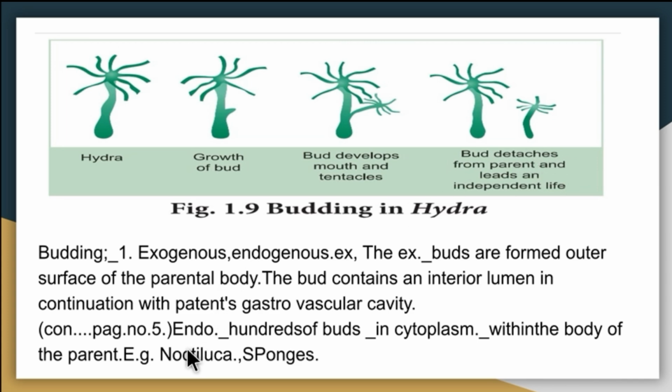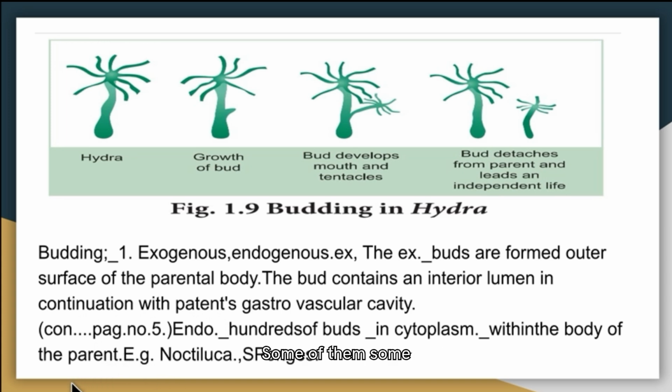This is the exogenous. Another one is the endogenous: hundreds of buds in the cytoplasm within the body of the parent. Example, Noctiluca. Yes, please listen. This is the exogenous; we can see the daughter bud. But here, endogenous: hundreds of buds are present in the cytoplasm within the body of the parent.